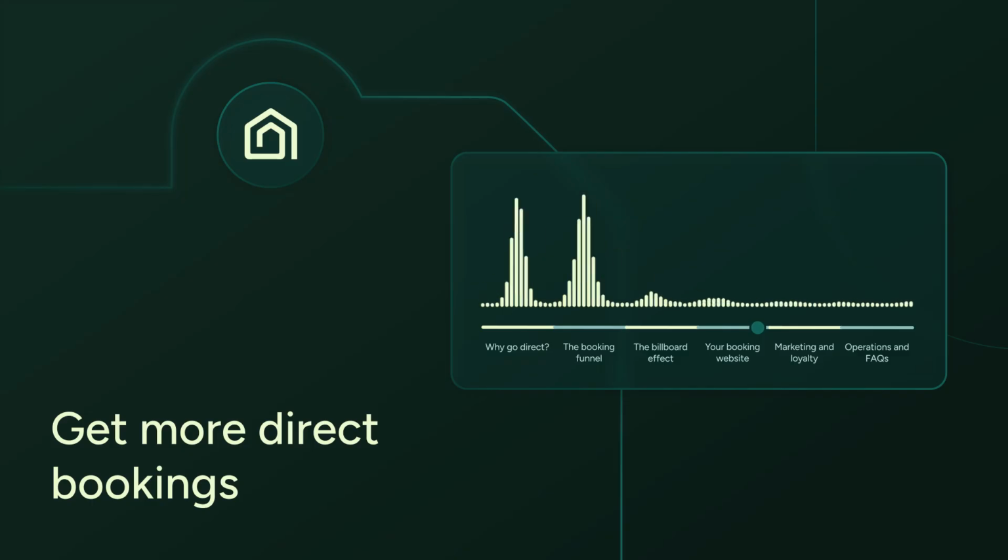Step number 3, layer in rule-based overrides. Machines are smart, but you know your property best. Add overrides like always plus 20% for Christmas week, regardless of what the algorithm suggests. Step number 4, monitor and refine. Review performance monthly. If your occupancy hits 100%, your prices might be too low. If occupancy drops, your aggressive stance may need softening.